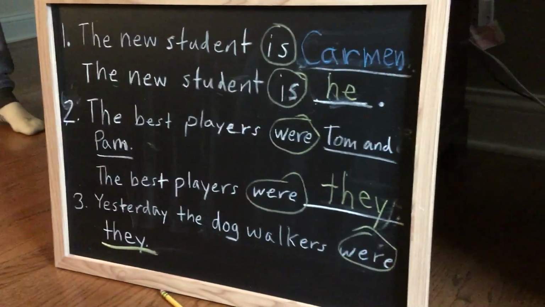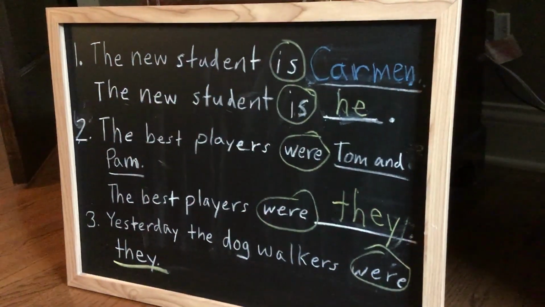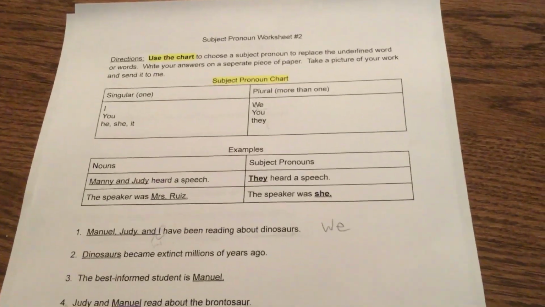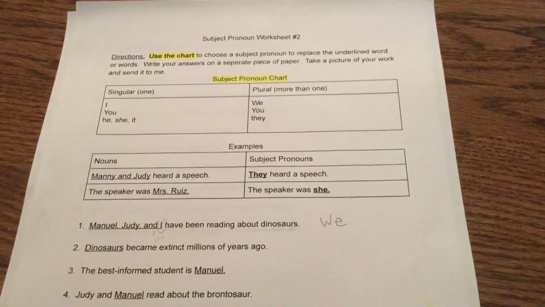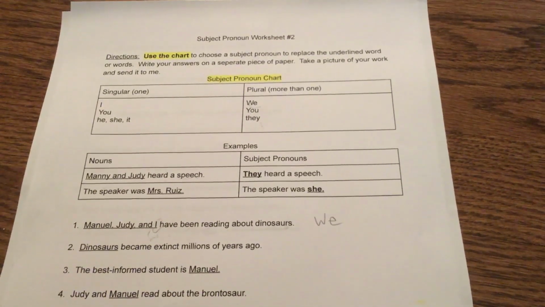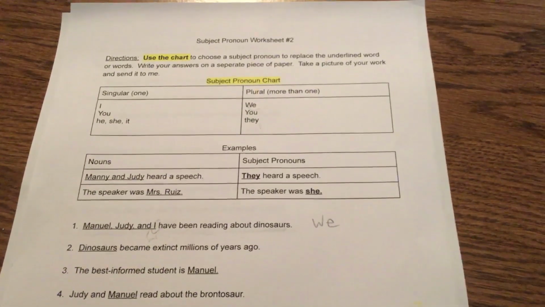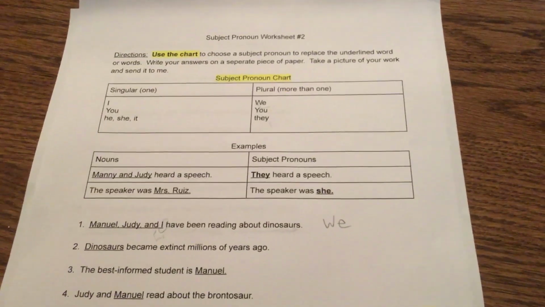So, boys and girls, I hope you listened to this video and paid attention to it. And now you are ready to work on your activity, which is going to be the same as yesterday. The directions say use the chart to choose a subject pronoun to replace the underlined word or words. Write your answers on a separate piece of paper. Take a picture of your work and send it to me.